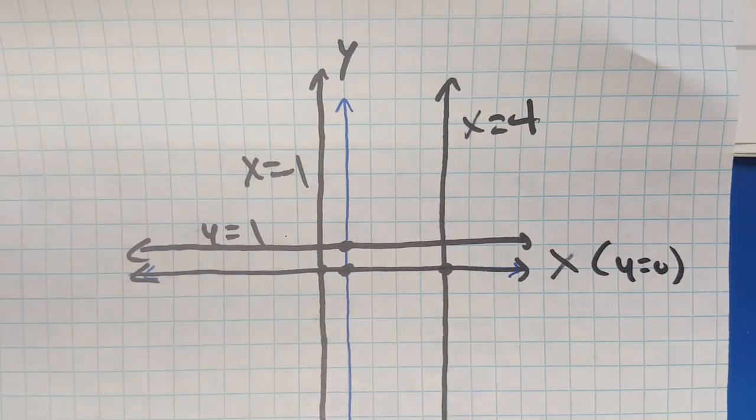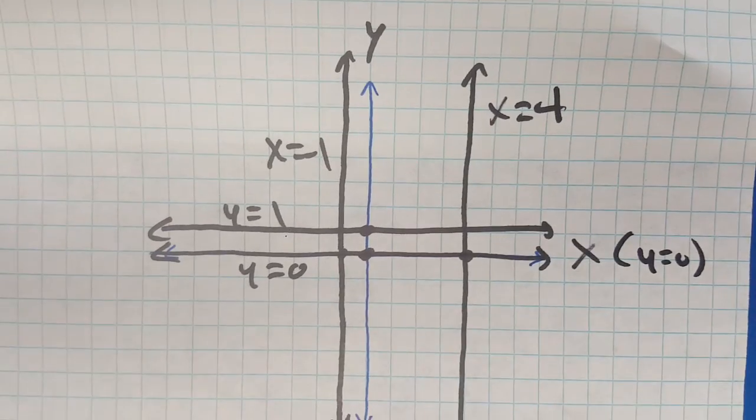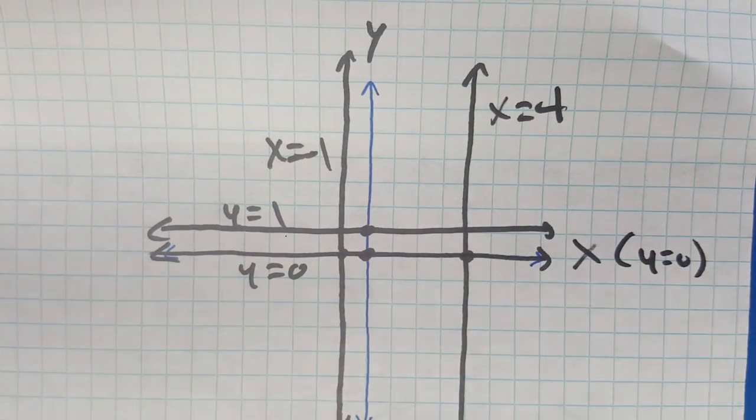Okay, there you go. So that's y equals 1. This is y equals 0. You get the idea? All right, there you go. So that's y equals -1. There you go. You knew that, but I was going to make sure you did.